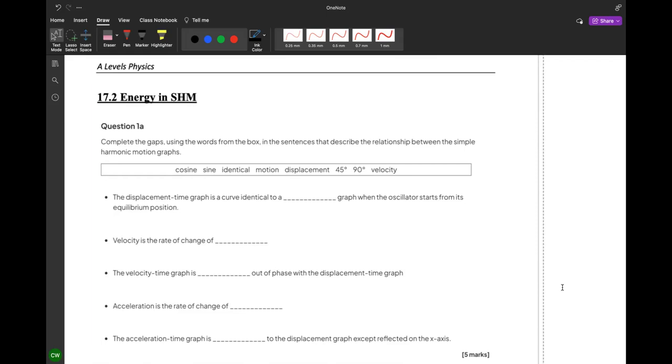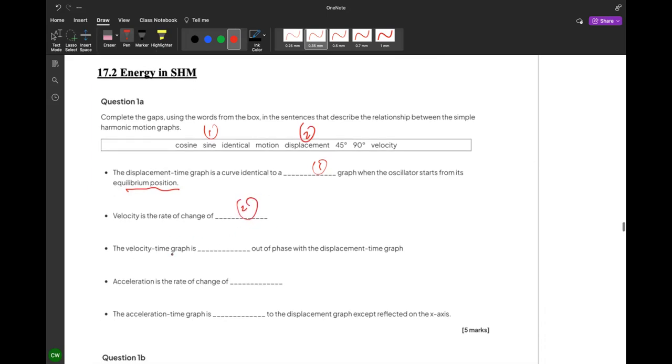Okay, what is the answer for the first one? Complete the graph. Describe the relationship of simple harmonic motion. The graph is identical when it starts from the equilibrium position, so it's a sine graph, correct? Second one, velocity is the rate of change of what? Displacement, correct.